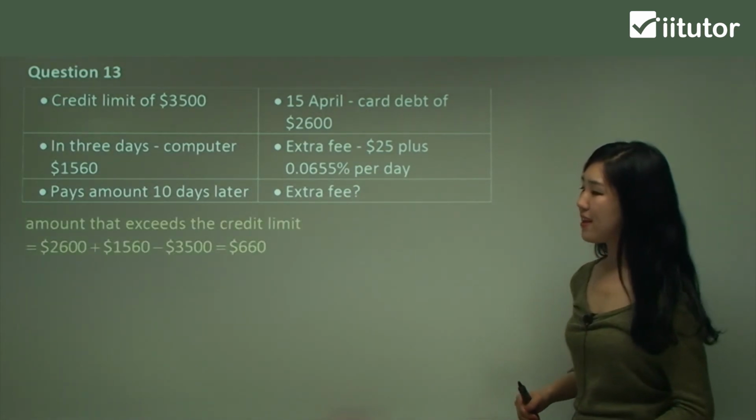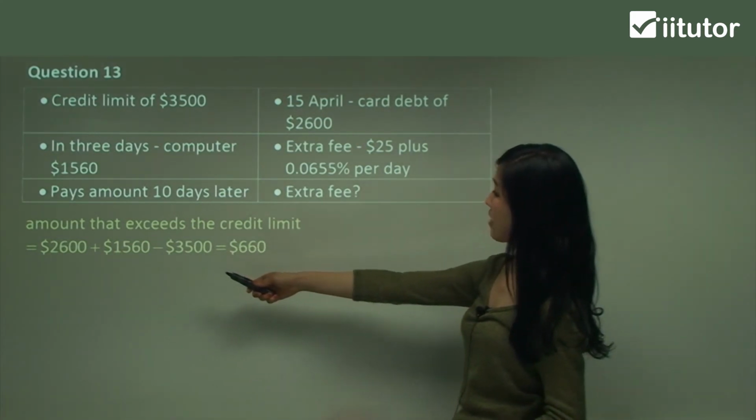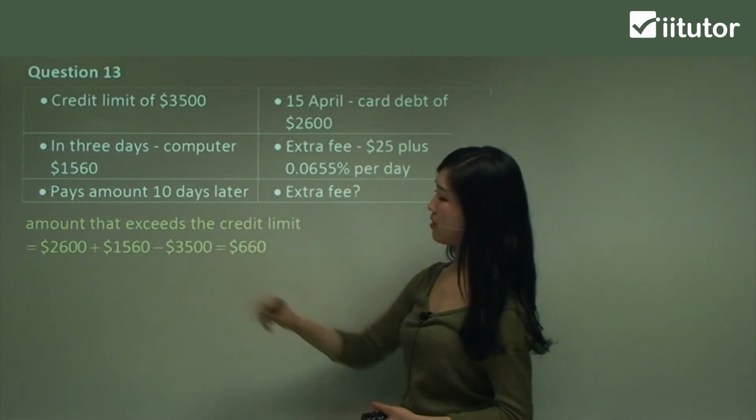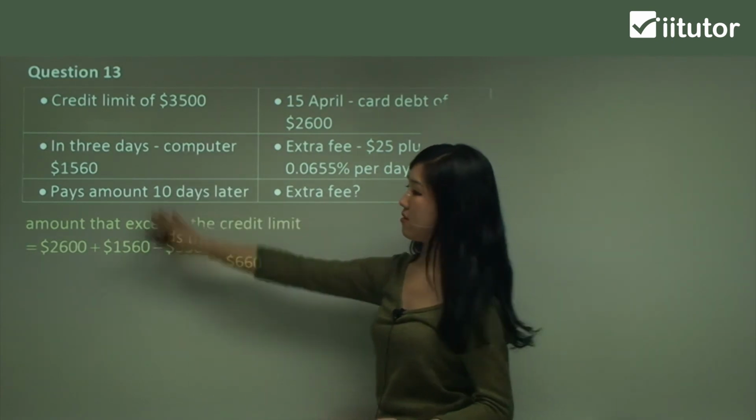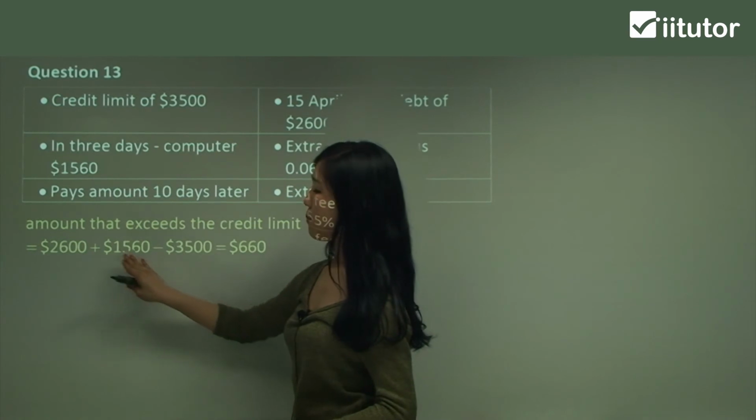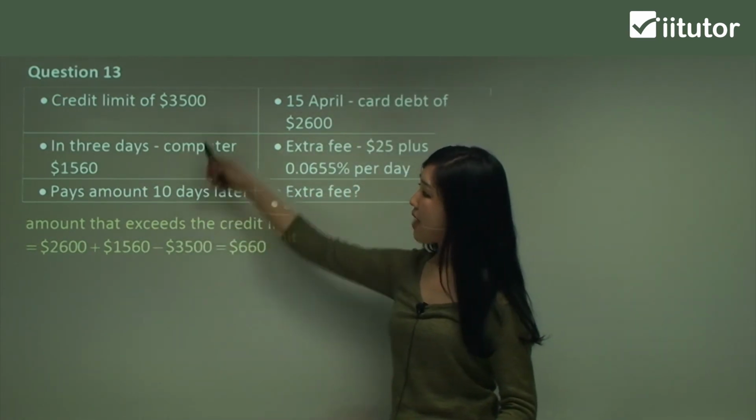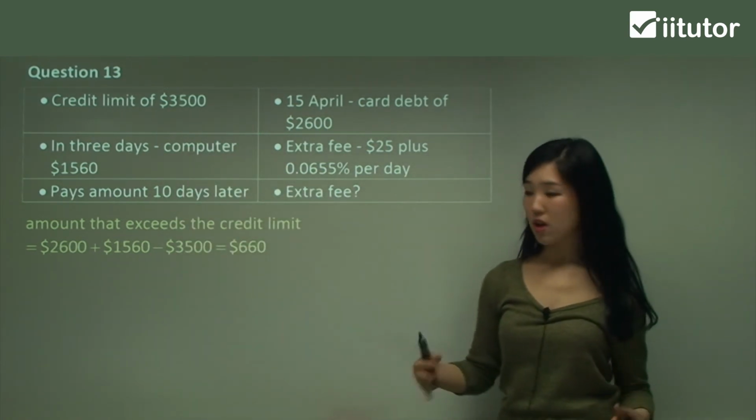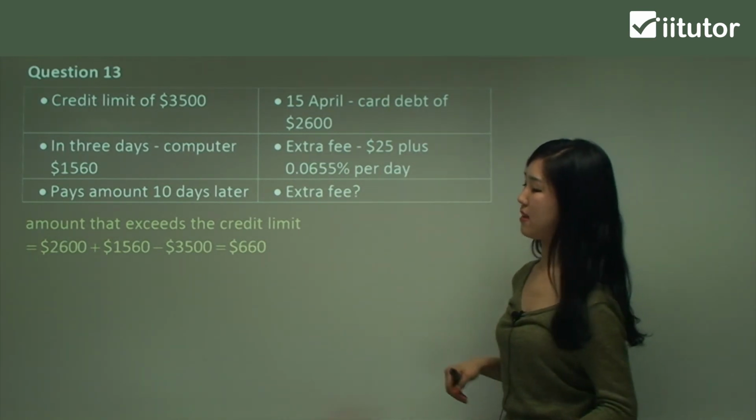The amount that exceeds the credit limit: he had $2,600 of debt on his card on 15th of April, and he also used $1,560 for buying the computer within 3 days. So he has that plus that amount that he spent as debt, and the credit limit is that much. If I subtract the credit limit, I can find the difference, which is the amount that he exceeds the credit limit. So that's $660.